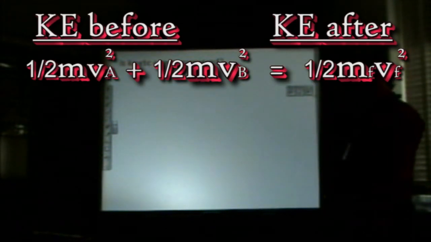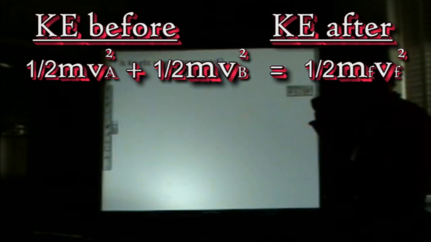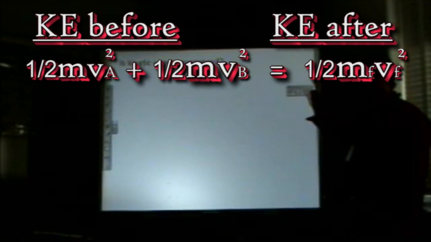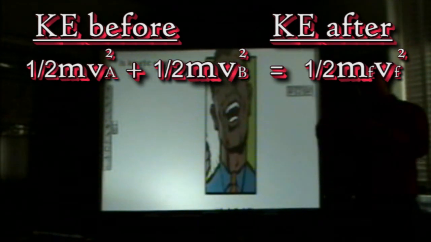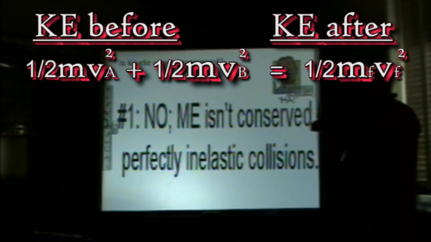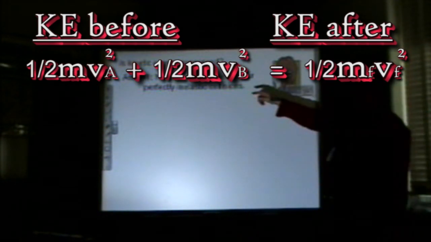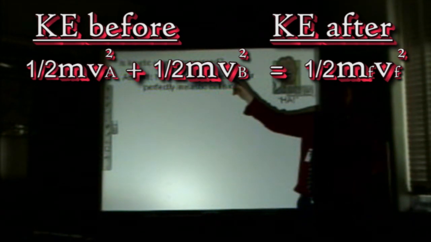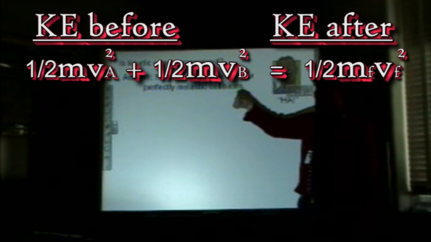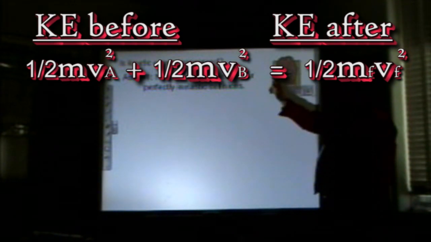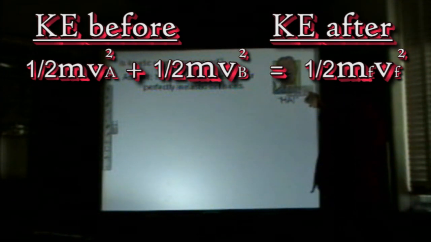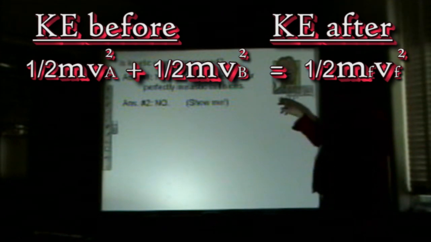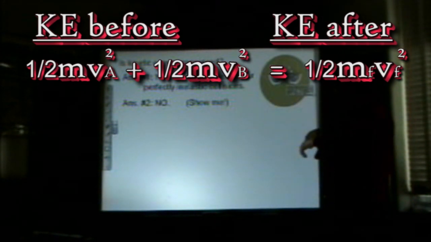All right. Is kinetic energy conserved? Yes or no? No. Because remember, we got that written down. Well, not all of it's conserved, but some of it is, isn't it? Because heat's lost. Well, conserved means everything. You save it all. ME isn't conserved for perfectly inelastic collisions. So you want me to show you?